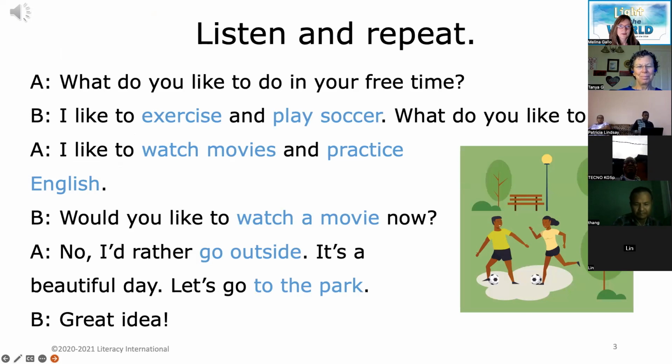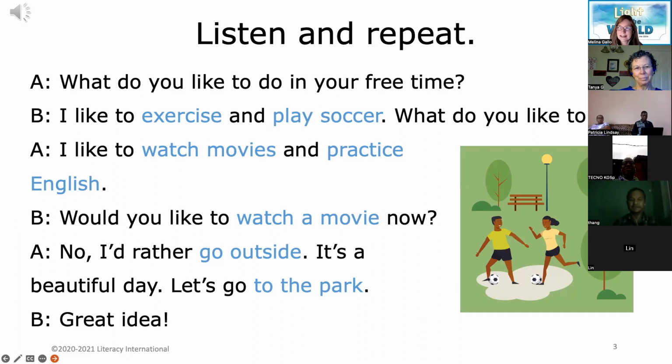Person A says, "What do you like to do in your free time?" And person B, "I like to exercise and play soccer. What do you like to do?" And then A says again, "I like to watch movies and practice English. Would you like to watch a movie now?" "No, I'd rather go outside. It's a beautiful day. Let's go to the park."